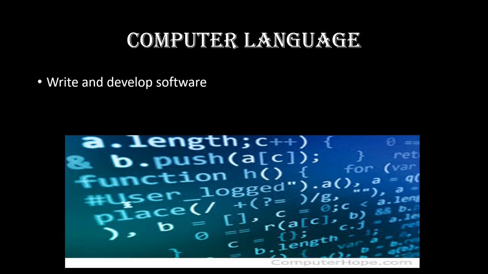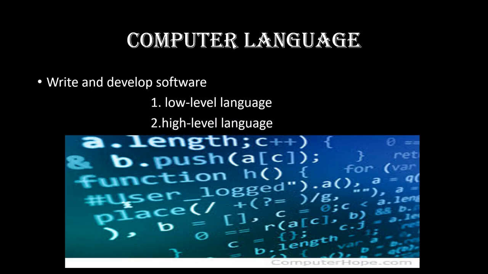What language can the computer understand? Can you say which language the computer can understand? Machine language. What is it? That is zeros and ones. But using only zeros and ones, it's very difficult to make any program. So this language is necessary. Language is classified into two: low level language and high level language.